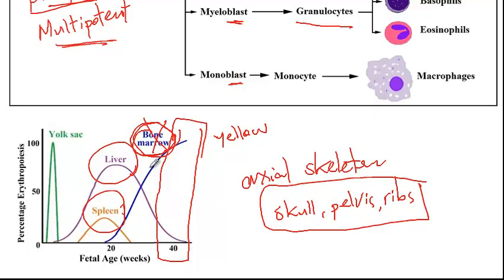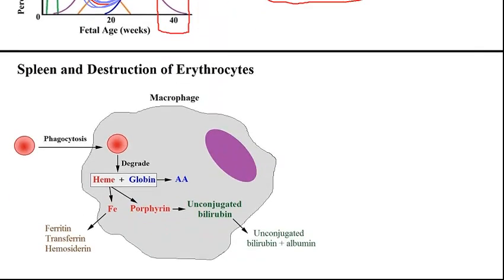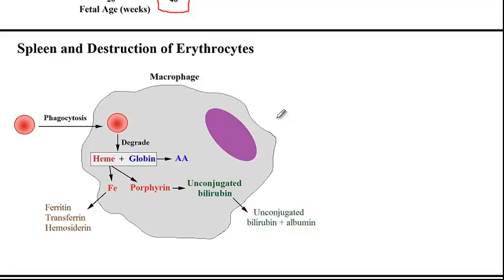All right, now let me ask you a question. Which of these organs or tissues are responsible for destruction of red blood cells? We just talked about production. How about destruction? So the spleen is primarily required for destruction of red blood cells. And then other organs, like for instance liver or the bone marrow, can also destroy red blood cells, but again the spleen is the major one.